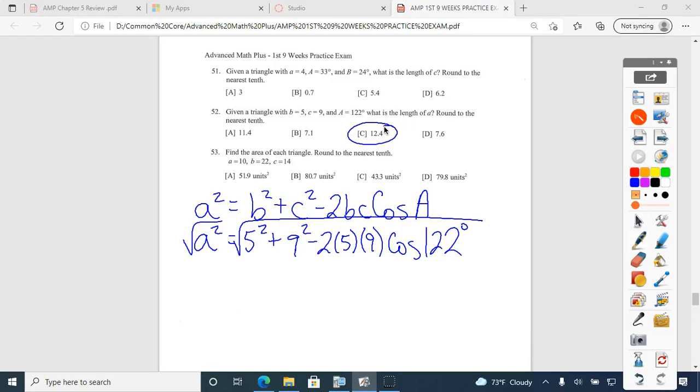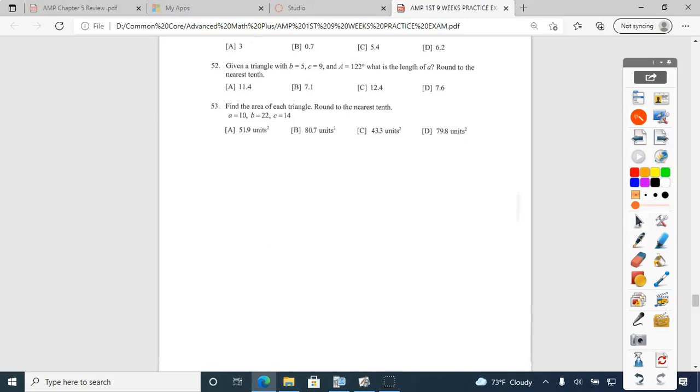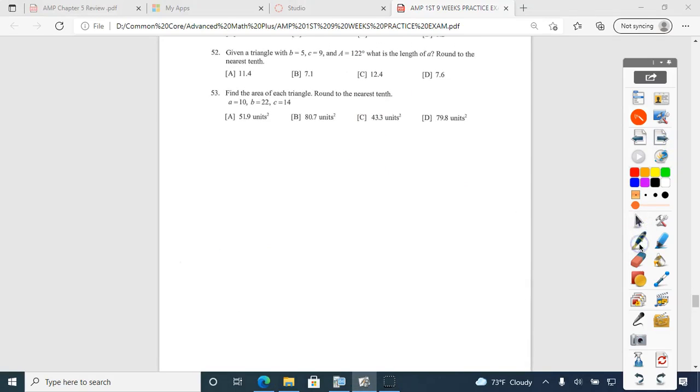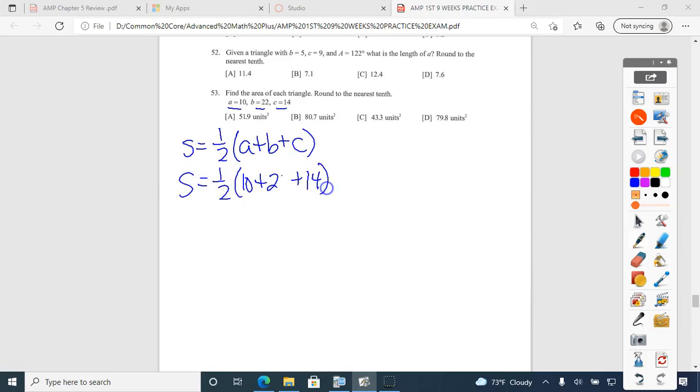There is your answer. And last but not least, last problem with finding the area, they give you all 3 sides. So you're going to have to use Heron's formula. We're going to have to find S first. S is 1/2 the perimeter. So S will be 1/2 times 10 plus 22 plus 14. Where did my 22 come from? Okay, there. So 1/2 of all that.